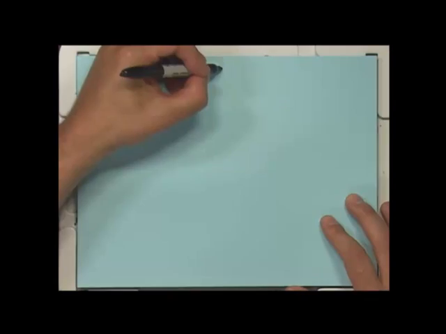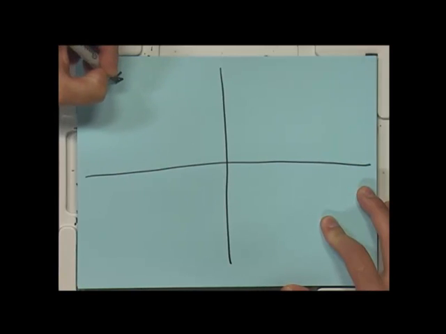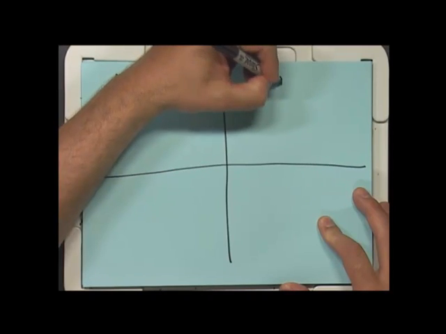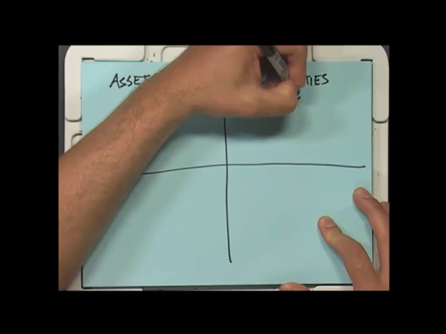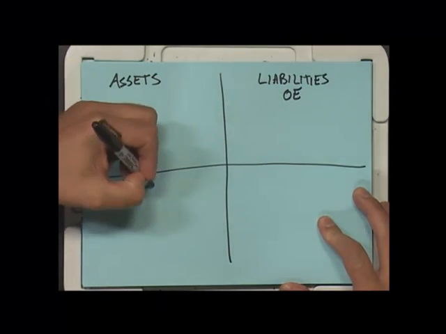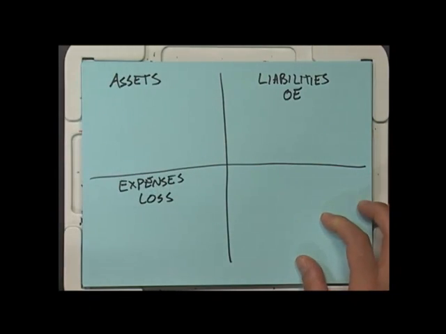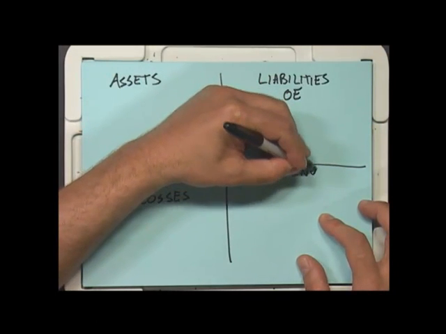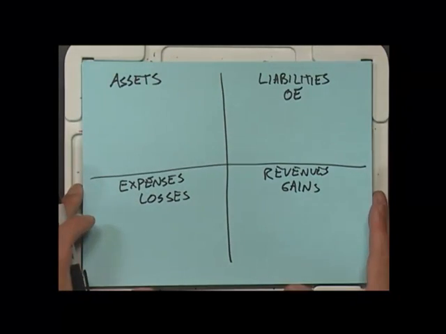So you should already be familiar with the Queen's Cross. Remember that we have our assets on the left, liabilities and owner's equity on the right, expenses and losses on the bottom left, and revenues and gains on the bottom right.